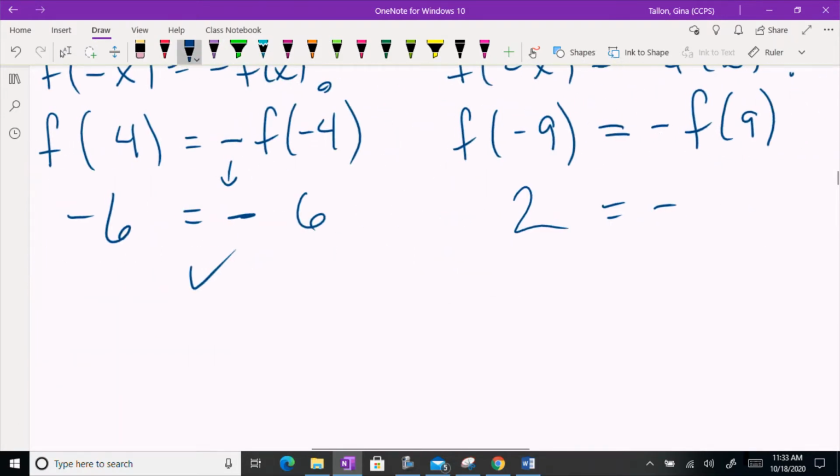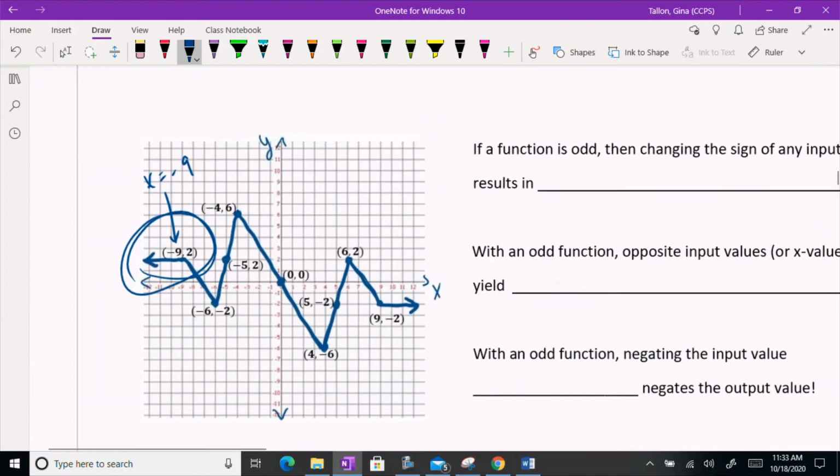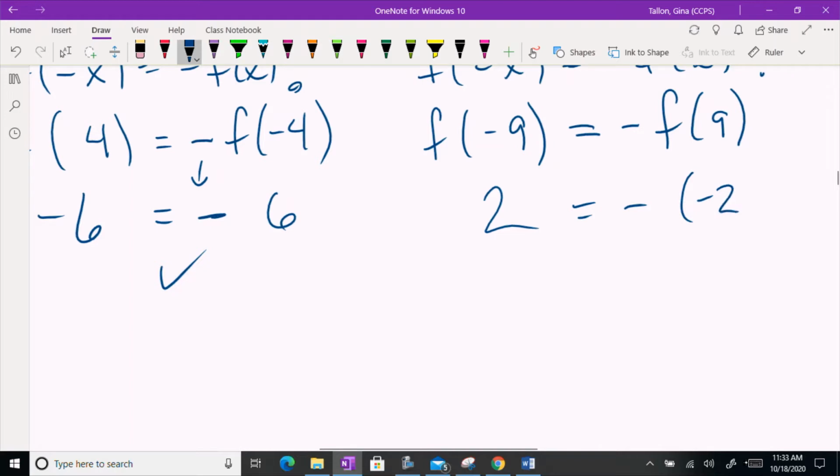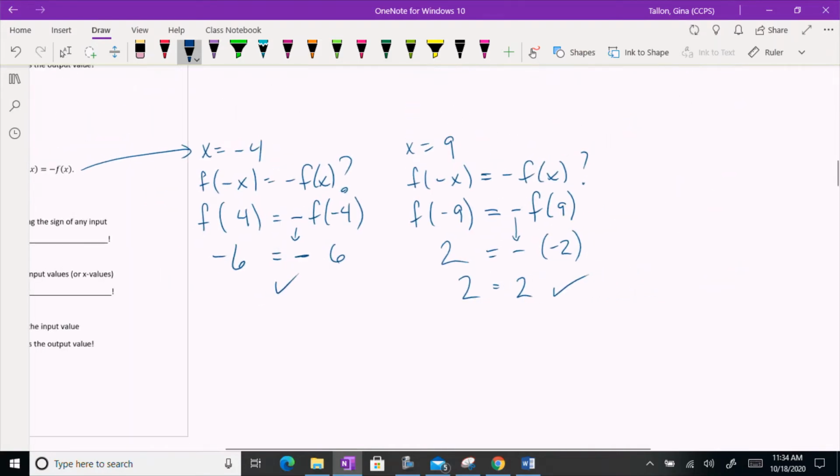And now I want f of 9. So I look over here for f of 9. F of 9 is on the right-hand side of the y-axis, and the y value here is -2. So I'm going to come back over here. I'm going to put -2 in for f of 9. But this negative on the outside tells me to negate that answer. So if I negate that answer, I do indeed get 2 equals 2, and yes, it works.